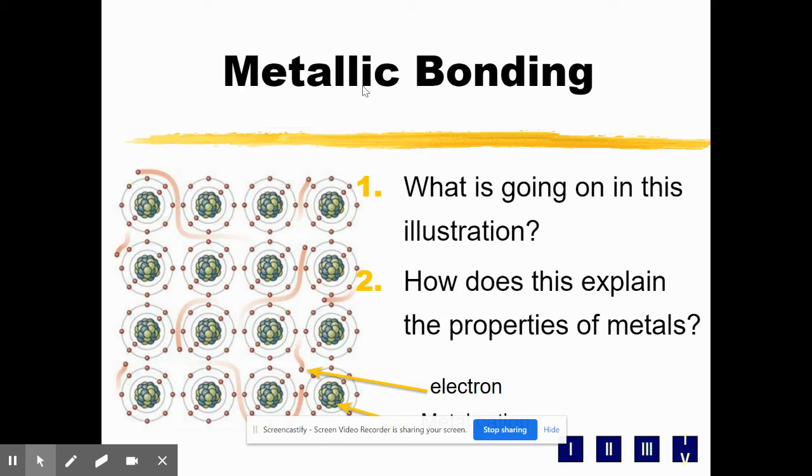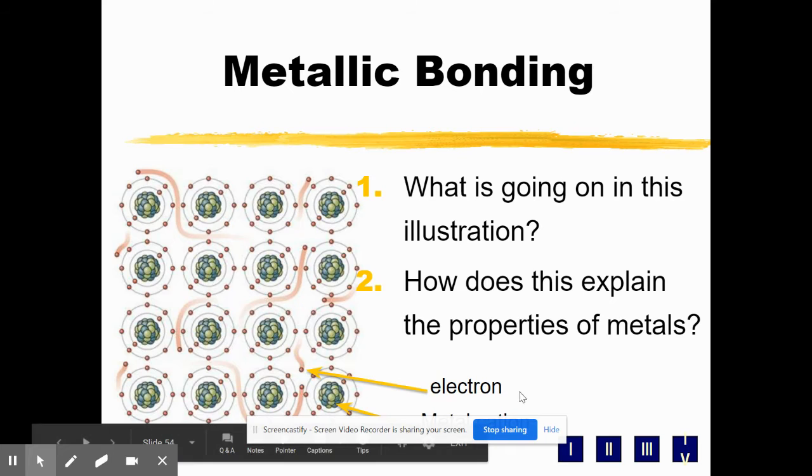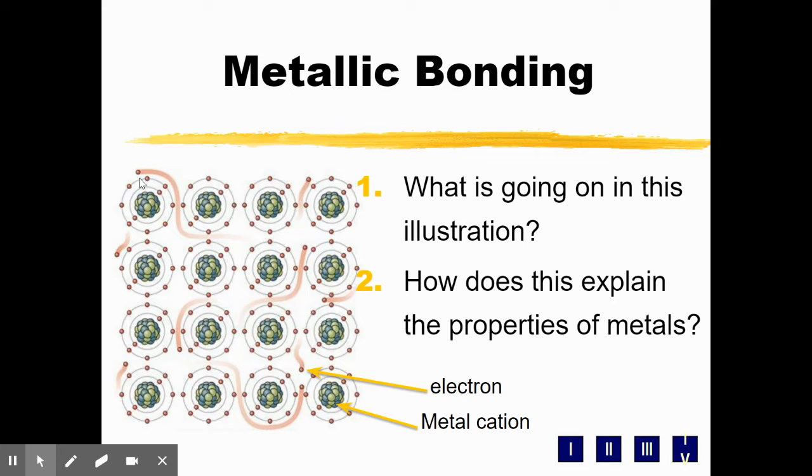Can you guess what type of elements are involved with metallic bonding? So, metals are the only elements involved in metallic bonding. And this illustration essentially shows what happens in metallic bonding. These little red dots are the electrons that are around the atoms. And as you already know, metals like to give up electrons.